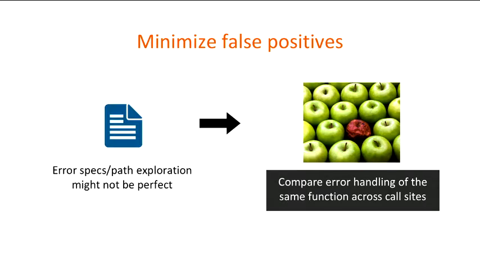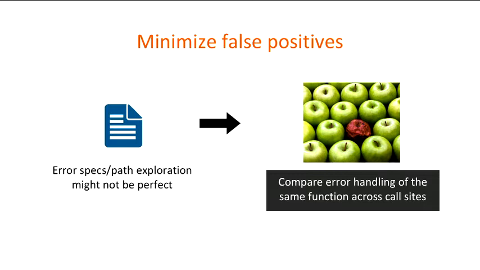But no tool is perfect, and EPEx will make mistakes if the error spec or path exploration is wrong. If the error spec is wrong, then some paths will be wrongly classified as error paths. If path exploration is incorrect, then some infeasible buggy paths will appear. These imperfections will generate false positives, so we need to cut them down somehow.